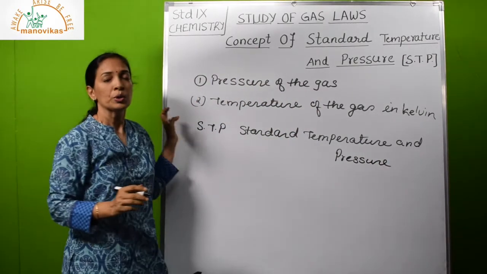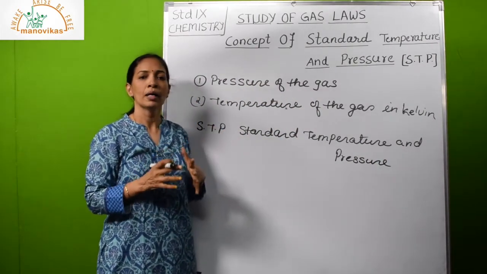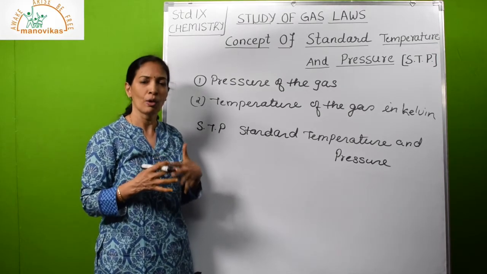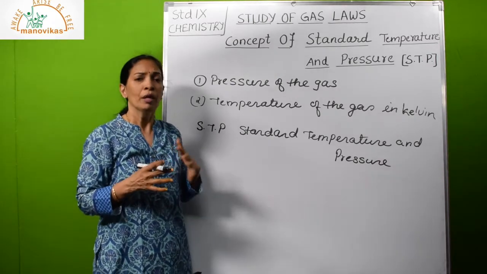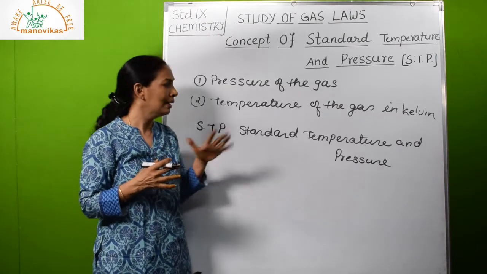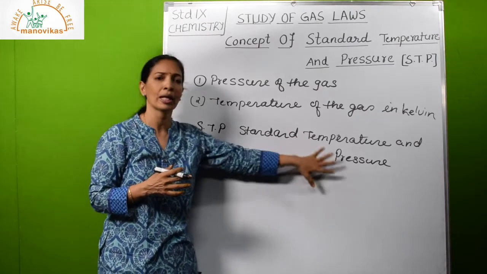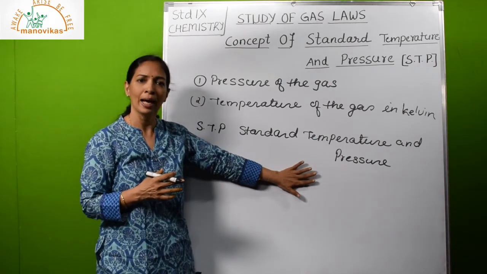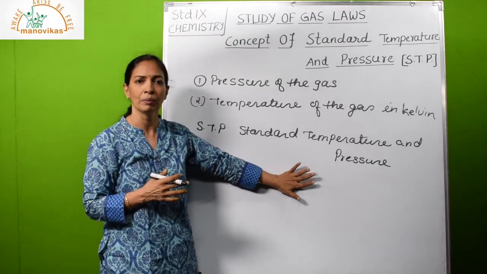When we compare the mass or density of two or more gases of the same volume, we cannot compare that correctly unless we standardize temperature and pressure. That means all the gases should be at the same temperature and pressure, then only the comparison will be correct.